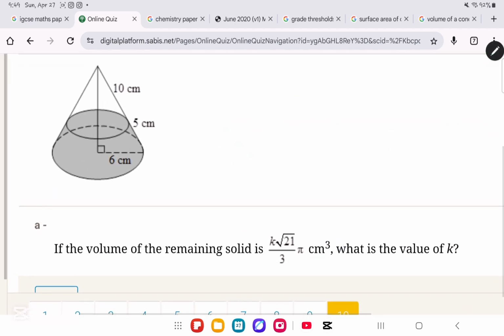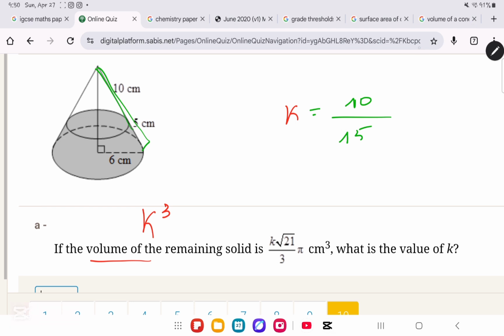Okay, so the volume, in order to find that, we will need to be using the ratio. So we know that the ratio is K cubed. Okay? In order to find K cubed, we will need to find K. In order to find K, you can use what? You can use the side theorem. So 10 over 15. So let's say K is equal to 10 over 15. Okay? So that means K cubed is going to be equal to 8 over 27. Okay? And now they want us to find what? They want us to find the volume of the remaining solid. In order to do that, you will need the volume of the whole solid minus the volume of the removed solid.